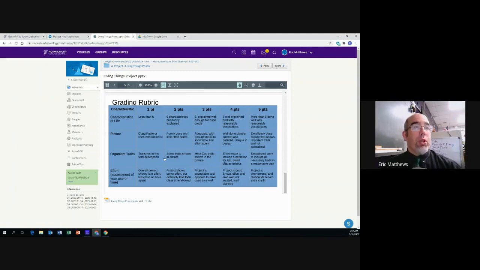Now, the organism traits, this is the one that is really saying, all right, for every characteristic of life, do you have a trait on the animal that's showing me that? And this varies a little bit, but I want to point out things like cells and DNA. You may sit there and go, well, I can't show cells. I'm showing the whole animal.